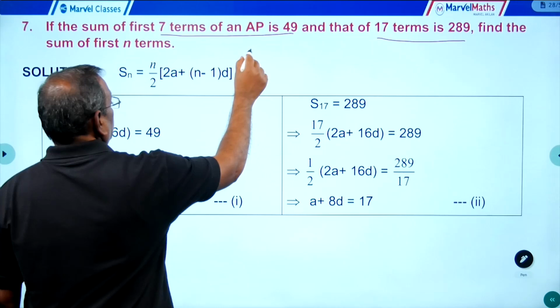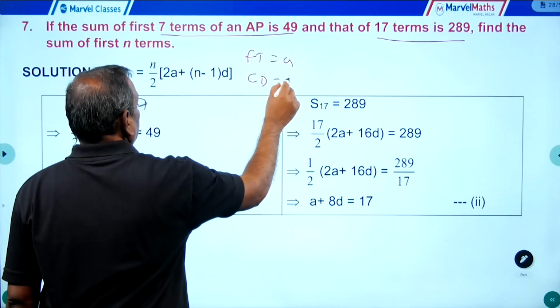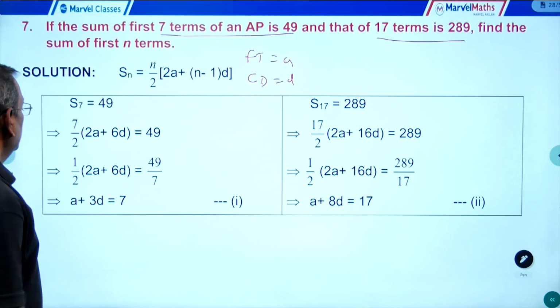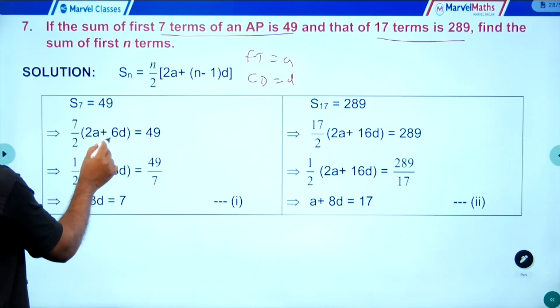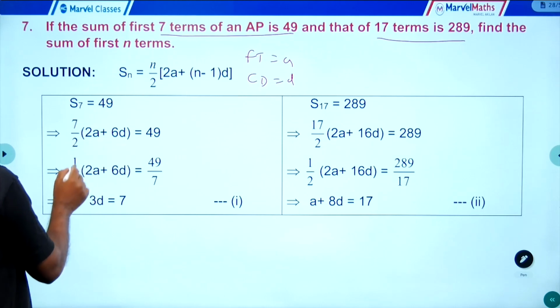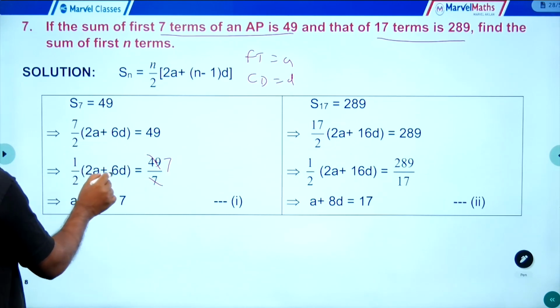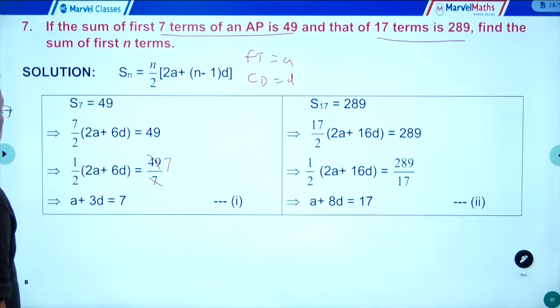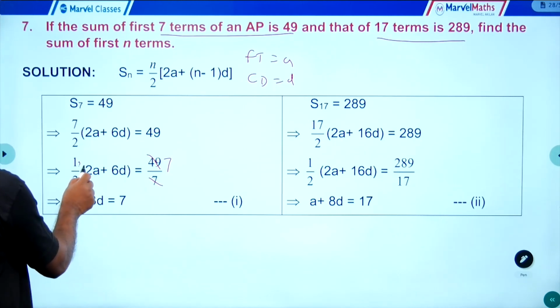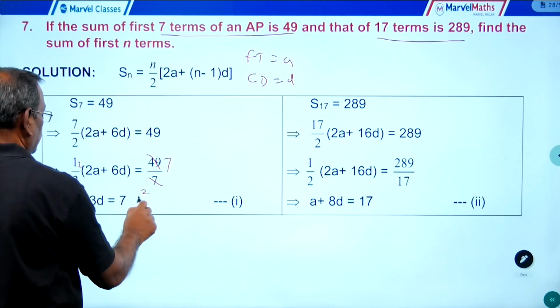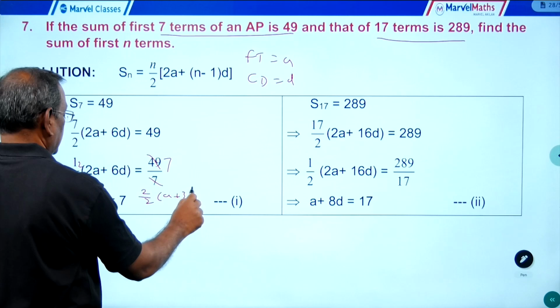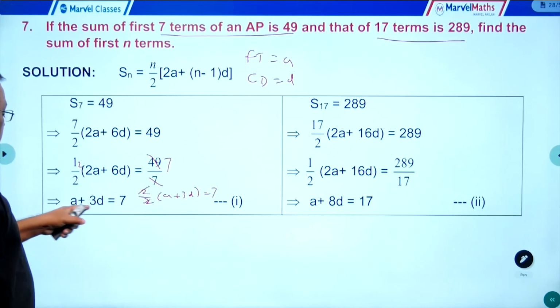Let the first term be a and the common difference be d. For the first 7 terms, S7 equals 49, so 7 by 2 into (2a plus 6d) equals 49. You can cancel: 7 by 2, and taking 2 outside, 2 by 2 into (a plus 3d) equals 7. These two get cancelled. So a plus 3d equals 7.